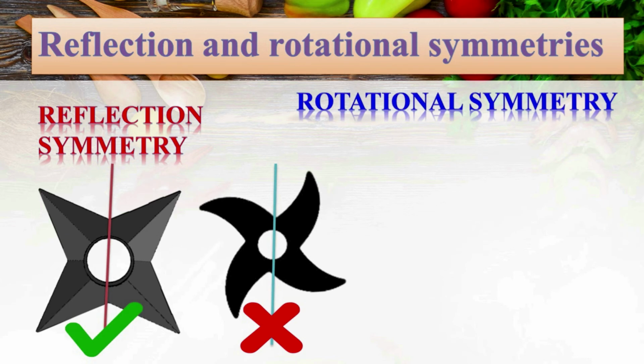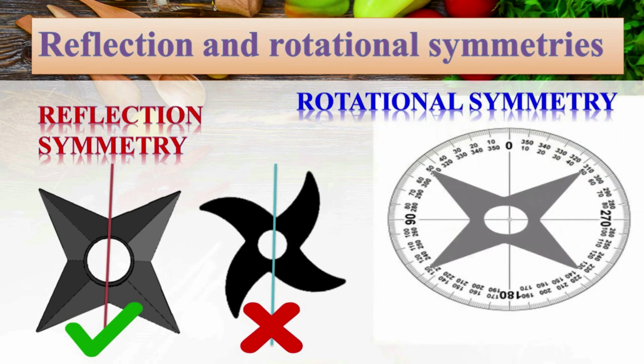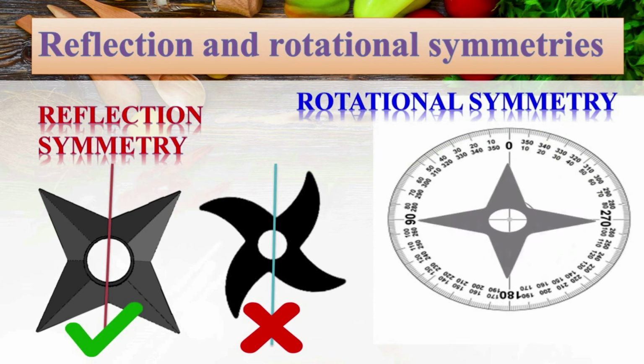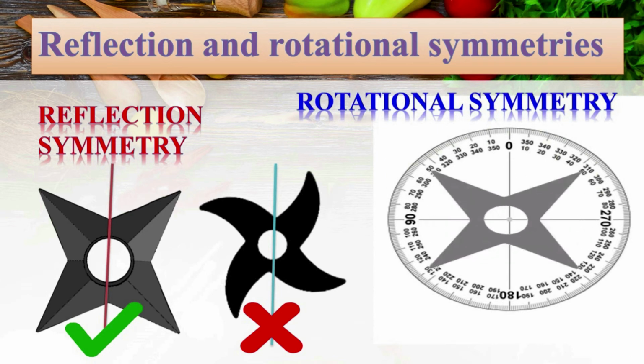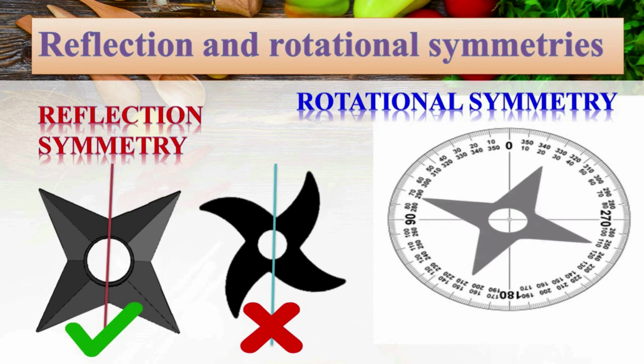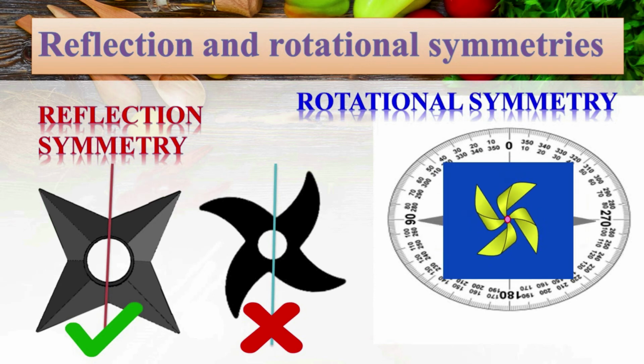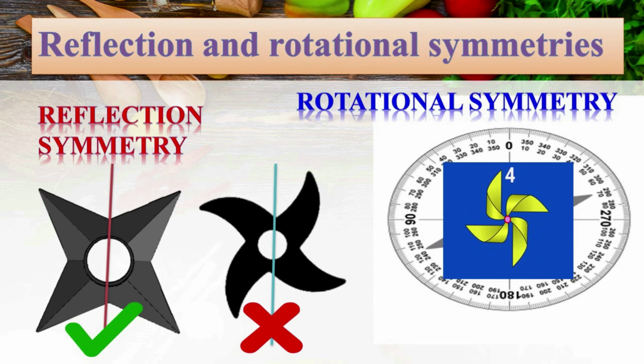Rotational symmetry. Let us check whether both the shapes have rotational symmetry or not. I am going to take the first shape. Yes, the first shape has reflection symmetry as well as rotational symmetry. Let us check it. Taking the second shape. Yes, the second shape also has rotational symmetry, but the second shape does not have reflection symmetry.